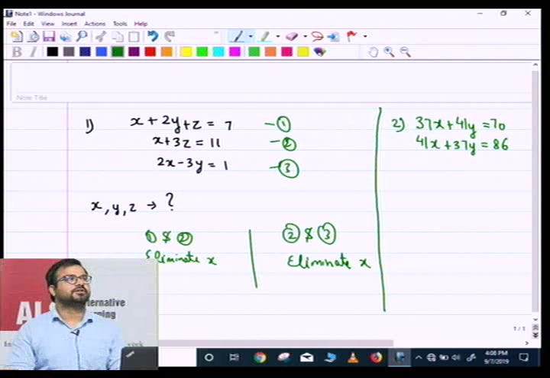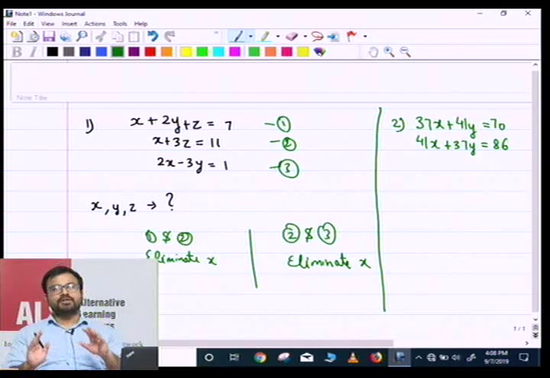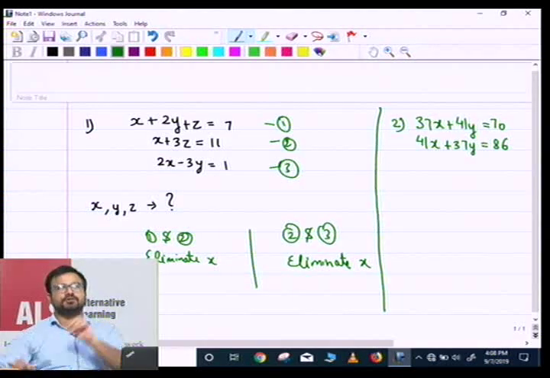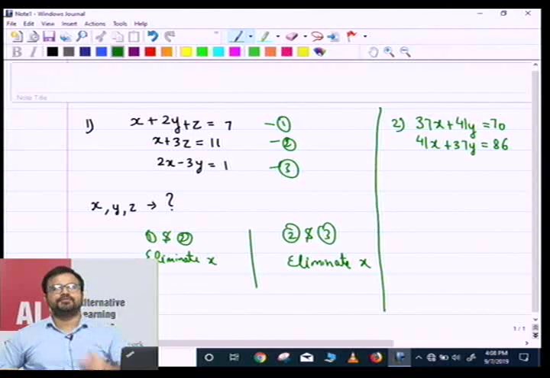Try this question. Those who have done the first one, you can try the second one. And don't try to solve the second one by the basic method which you know, by elimination or substitution, because you can see the coefficients are really large numbers. Try to use some different approach.